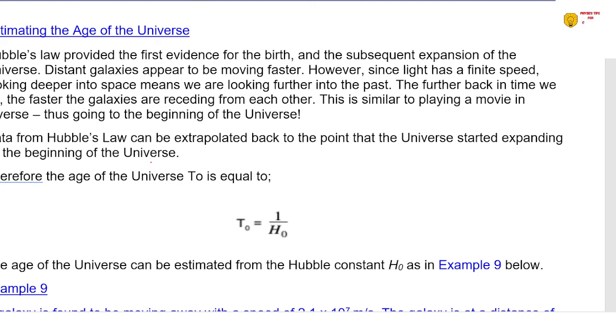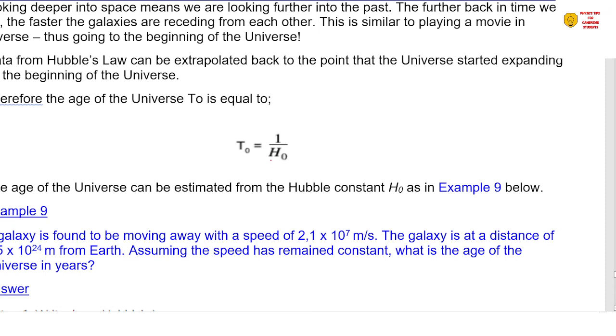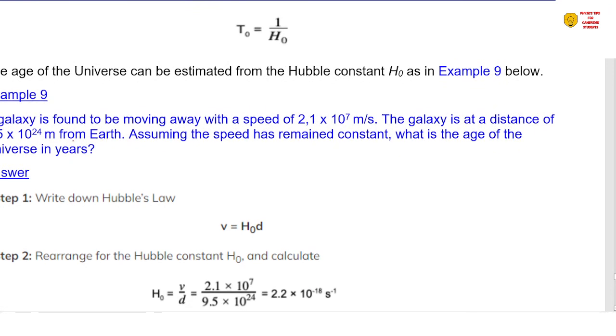Data from Hubble's law can be extrapolated back to the point that the universe started expanding, i.e., the beginning of the universe. Therefore, the age of the universe, t naught, is equal to 1 over H naught. The age of the universe can be estimated from the Hubble constant, as in the example below. So a galaxy is found to be moving away with a speed of 2.1 times 10 to the power of 7 meters per second. The galaxy is at a distance of 9.5 times 10 to the power of 24 meters from the Earth. Assuming the speed has remained constant, what is the age of the universe in years?